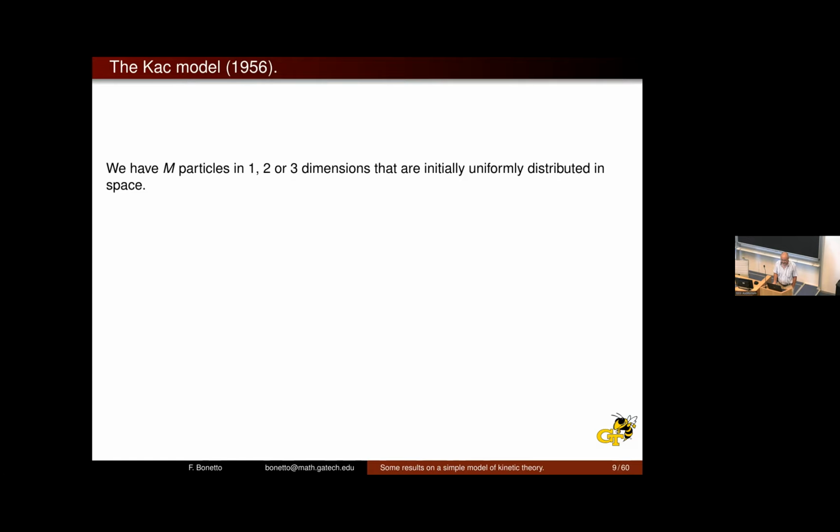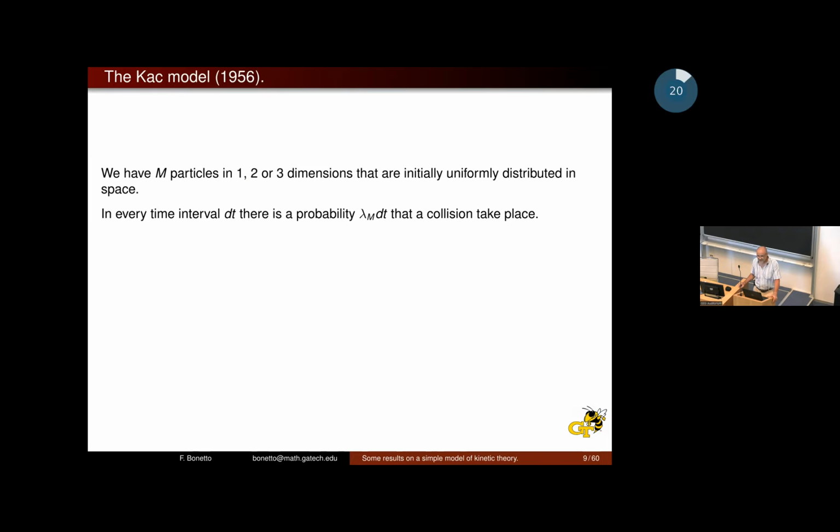And so the idea is that you take m particles in one, two, or three dimensions. We will mostly consider one for simplicity of notation. And then you think that they are uniformly distributed in space. And instead of having deterministic collisions, you say in every interval dt, I have a probability lambda_m dt of having a collision take place. If you want to say it mathematically precisely, this is a Poisson process of intensity lambda_m. But I prefer to think that in every dt, you flip a coin that has lambda_m dt probability of giving you heads. If it's heads, you decide, okay, there is a collision.